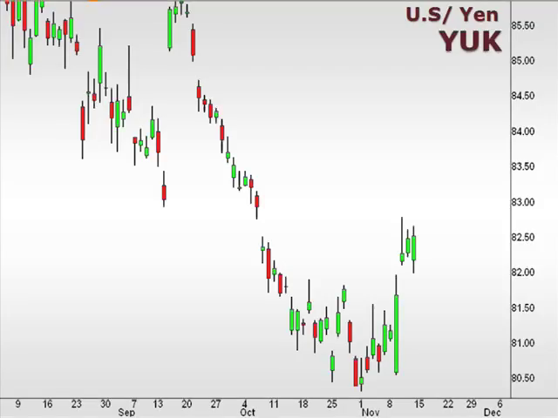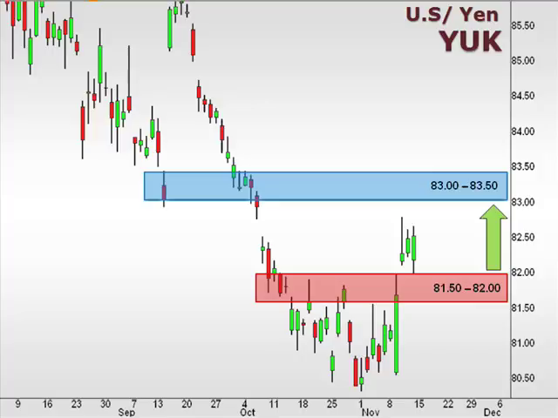Next up, the YUK, the US versus the Japanese yen. Well, the YUK broke 82 and spent the better part of the week consolidating above this level. Now, although we could see a retracement back down towards 81.5, our next upside target is 83, 83.5.